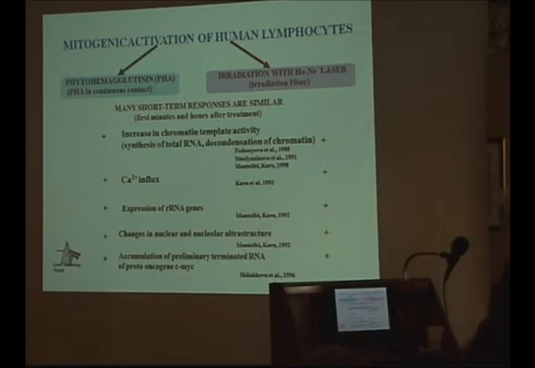There is one big part of experiments I have been involved in for many years. This is mitogenic activation of human lymphocytes. Most work was performed with a helium neon laser and parallel experiments with PHA, a classical activator of lymphocytes. At that time, we were able to work with human blood and human lymphocytes. It is an important thing because it is not so easy to get human blood. There are strict regulations on this point.